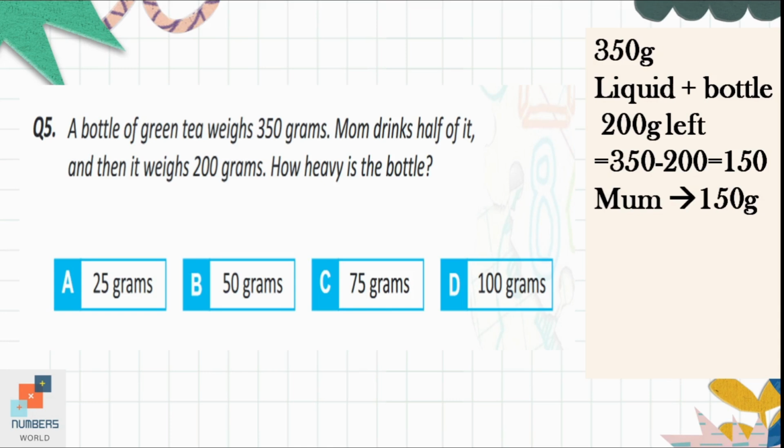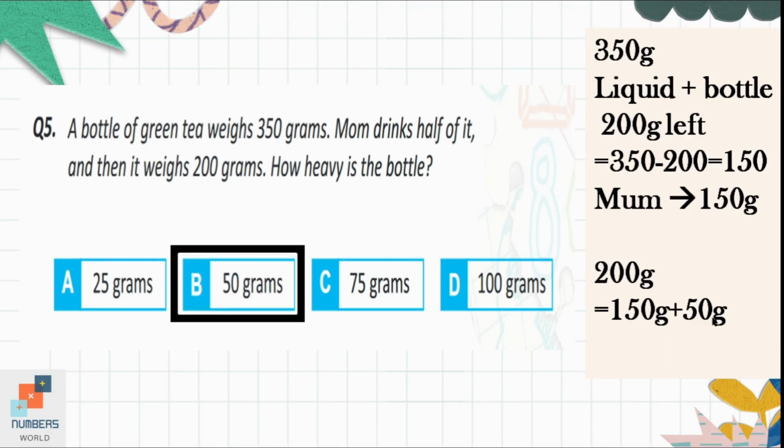If mom drinks half of the green tea, which is 150 grams, the remaining green tea is still in the bottle. The weight of that remaining green tea is also 150 grams. So we know the total remaining weight was 200 grams, out of which the weight of the green tea is 150 grams and weight of the bottle is 50 grams. So option B is the correct one.